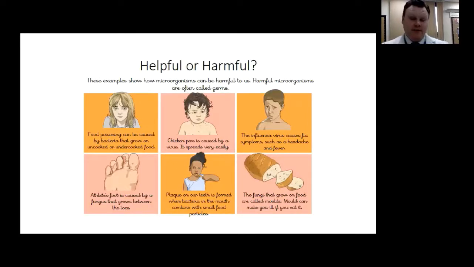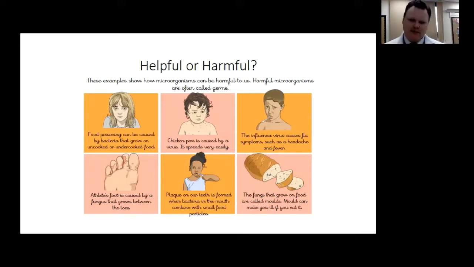Now let's have a look at some examples of the effect on us then. Well, food poisoning can be caused by bacteria that grow on uncooked or undercooked food. These two words we've heard before. Uncooked means not cooked at all. Undercooked means that it's still raw in the middle.